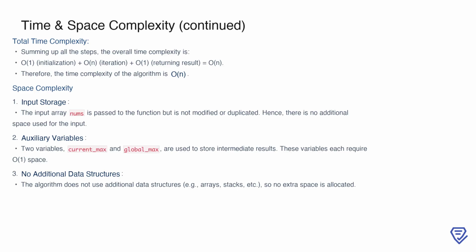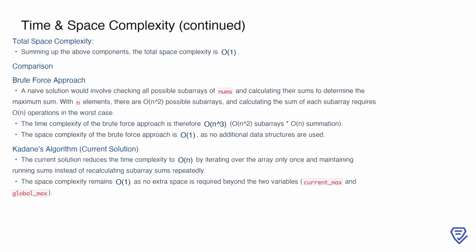Now, looking at the space complexity, the input array nums is passed into the function, but it is neither modified nor duplicated, so no additional space is used for storage. The algorithm uses two auxiliary variables, current_max and global_max, to keep track of intermediate results. Each of these variables requires O(1) space. Moreover, no additional data structures, like arrays or stacks, are used in this solution. Therefore, the space complexity is determined solely by these variables, making it O(1). When we sum up all space-related components, the total space complexity of the algorithm remains O(1).